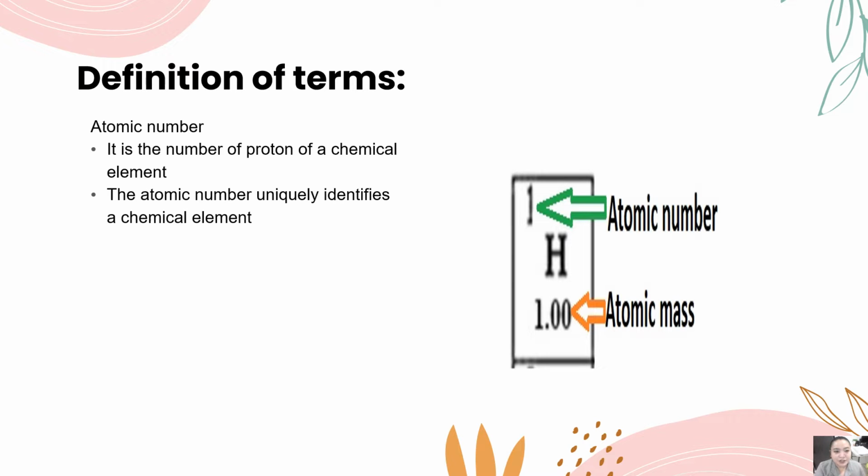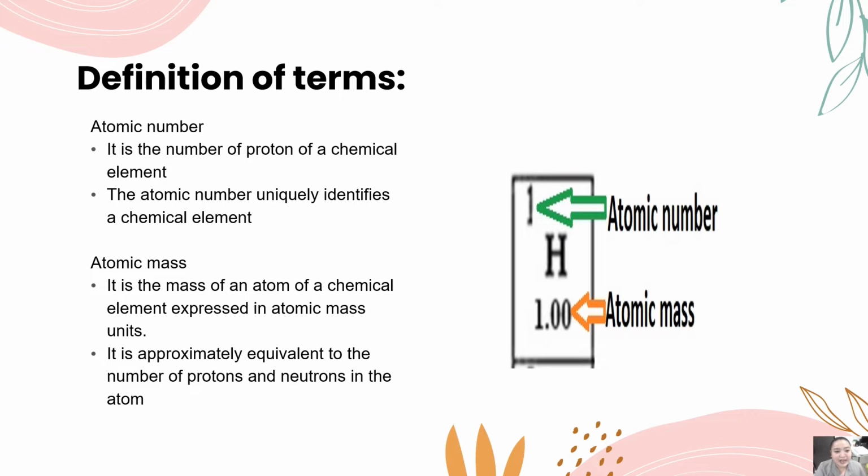So for the definition of terms, atomic number is the number of protons of a chemical element, and it gives a unique identity to the element. Whereas atomic mass is the mass of the atom of a chemical element that is expressed in atomic mass units, and this is approximately equivalent to the number of protons and neutrons in the atom.